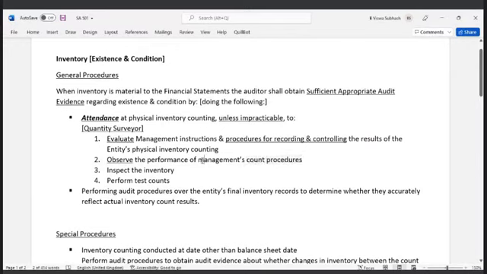The counting procedures is what is most important. How are they counting that? On sample basis, or are they taking a full-fledged counting? Are they doing from book to floor or floor to book?